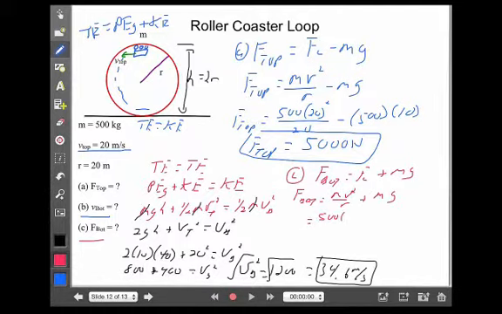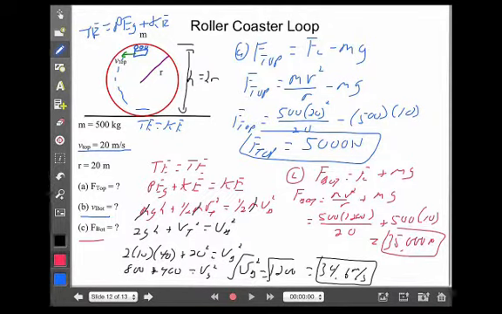Mass is 500. Oh, you know what? We could put in 1200 for v squared. We already knew that. Radius is 20. Mass is 500. Gravity is 10. And that gives me 35,000 newtons.